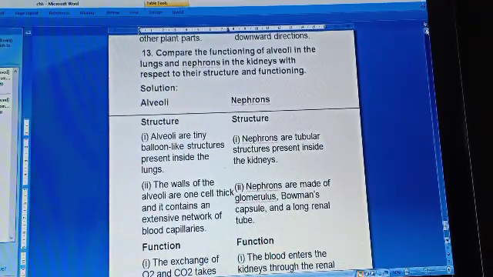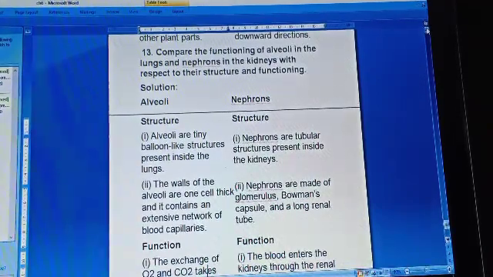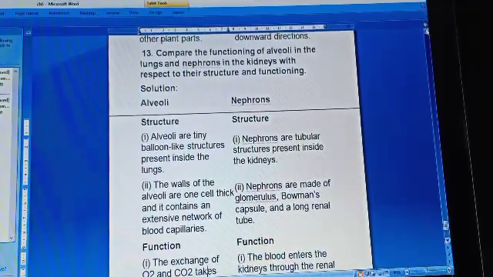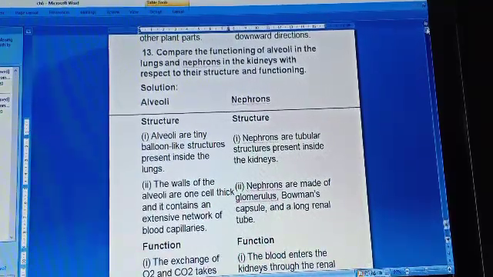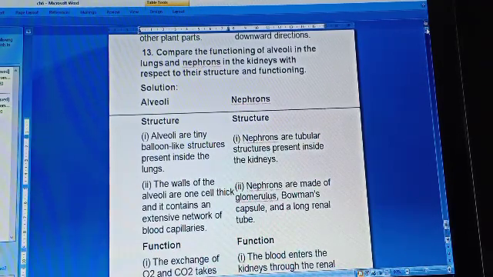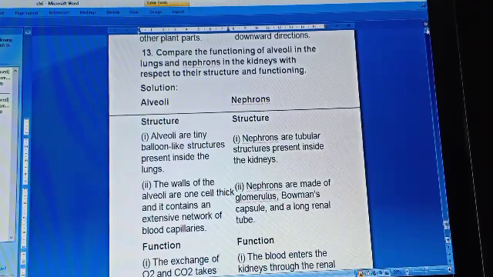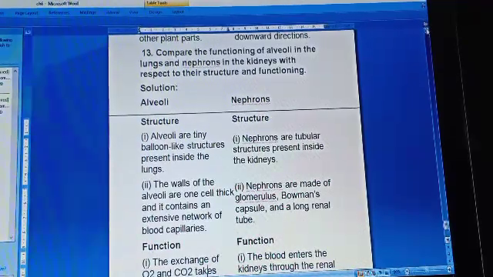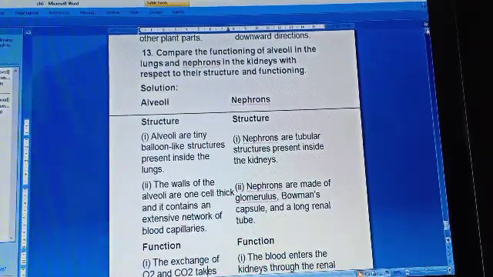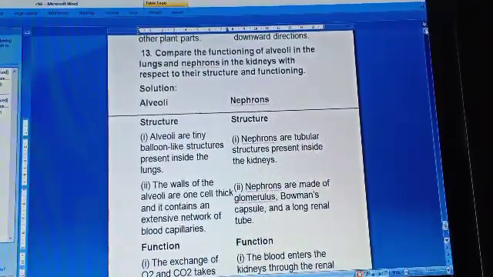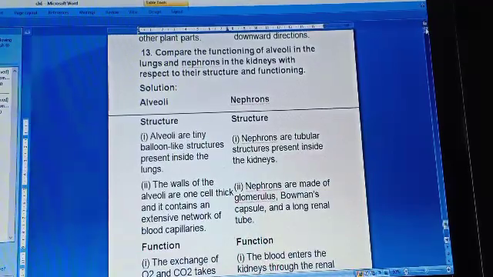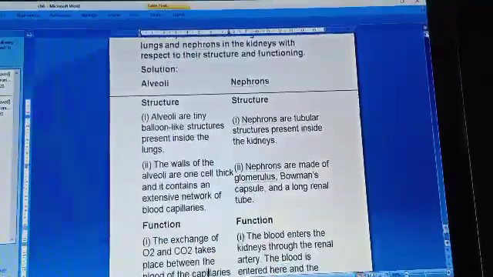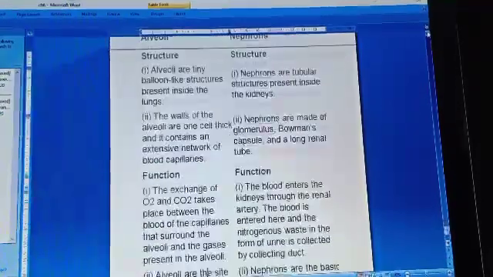Whereas the nephron also contains many blood capillaries, known as the glomerulus, and the Bowman's capsule. The nephron contains the Bowman's capsule and the long renal tube, or you can also describe the parts like the loop of Henle, collecting duct, etc. Now let's see the function of the alveoli and the nephron.